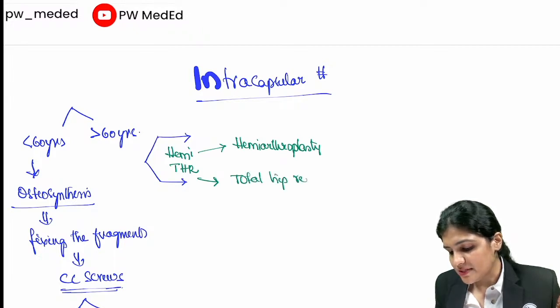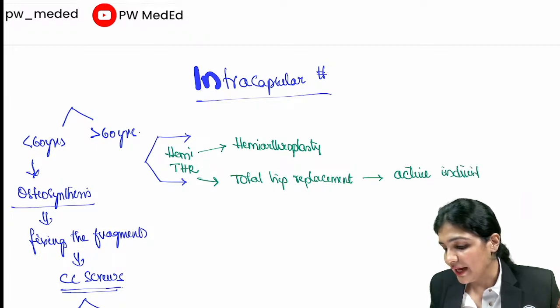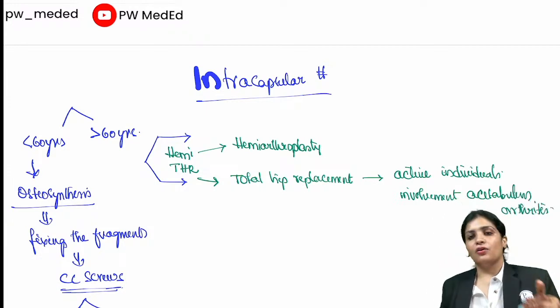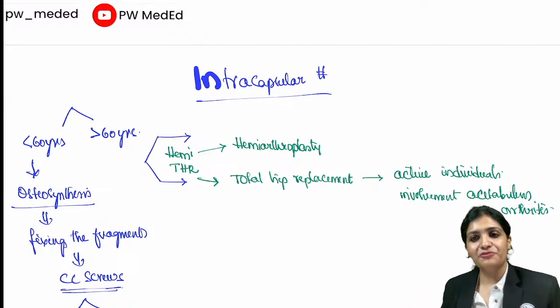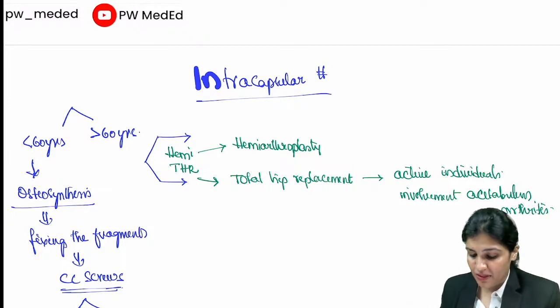So whenever you're replacing the total hip, that means you're replacing the acetabulum, and this you do for very active individuals, and when there is involvement of the acetabulum. So whenever there is a fracture associated with the acetabulum, or arthritis, right? If that acetabulum is not very healthy, then you have to replace it. Then you go for total hip replacement.